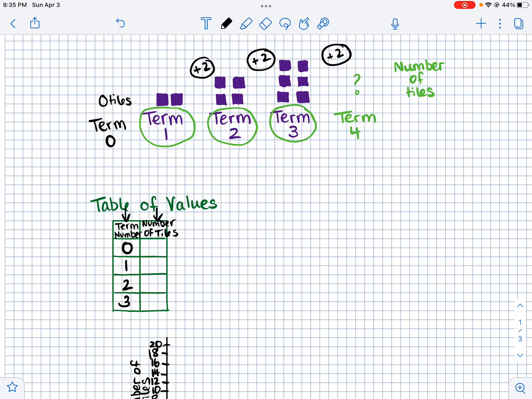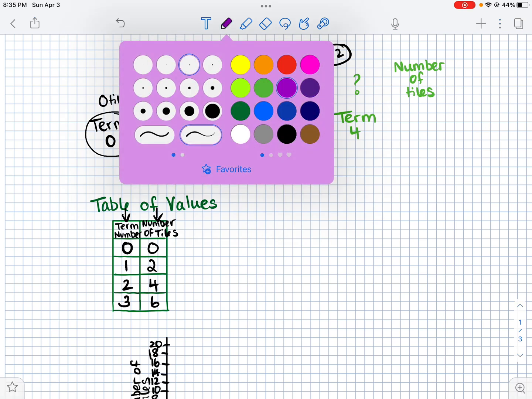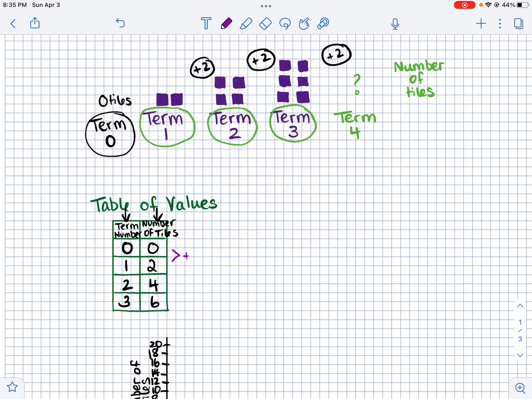Okay, so if I started at term 0, there are no tiles. Term 1, I have 2 tiles. Term 2, I have 4 tiles. And in term 3, I have 6 tiles. So I can see that my pattern is increasing by 2 every single time.